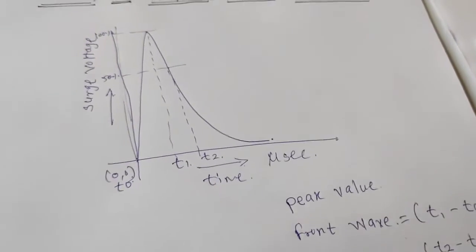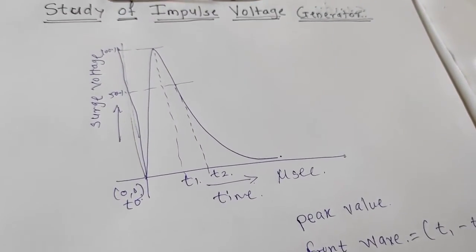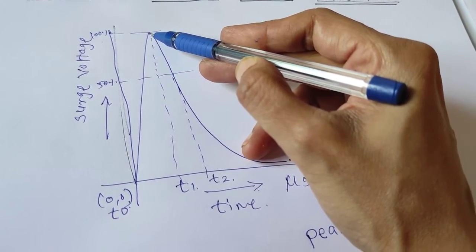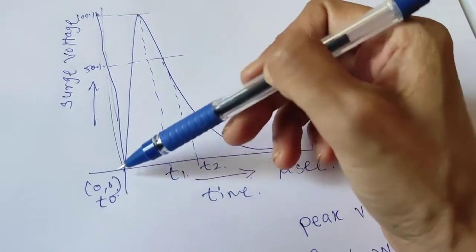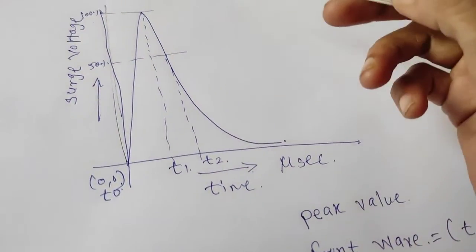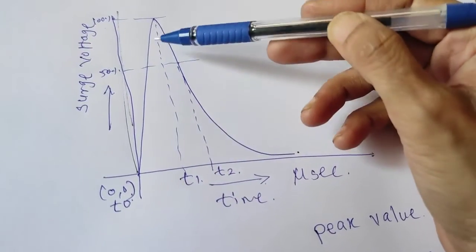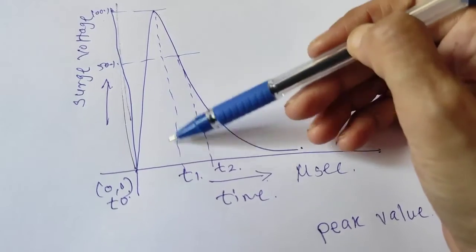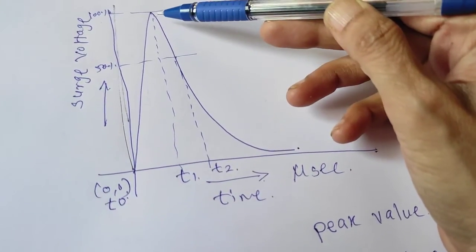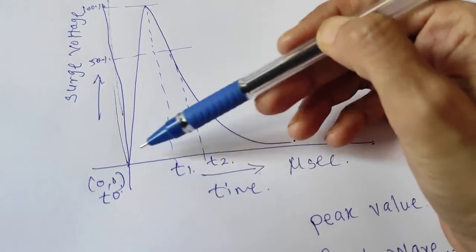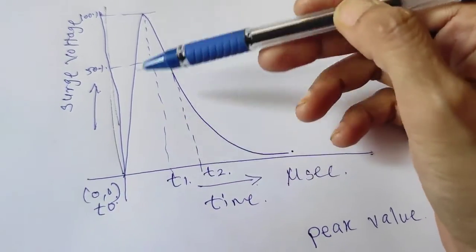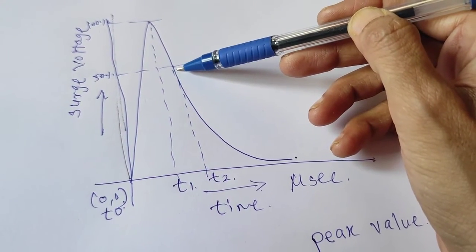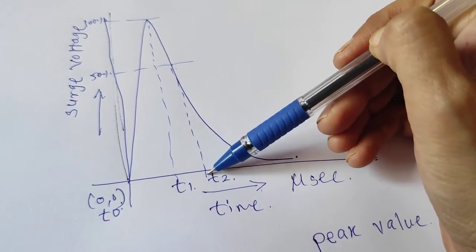Okay, so what is the peak value? Peak value is the maximum value of the voltage that the wave attained, called the peak value of that waveform. Then front wave is the time required for the waveform to reach its peak value. This t1 is the time required to attain the peak value. Then front wave time is given by t1 minus t0, and the time required to drop the voltage from its peak value to 50% of the peak value is t2.